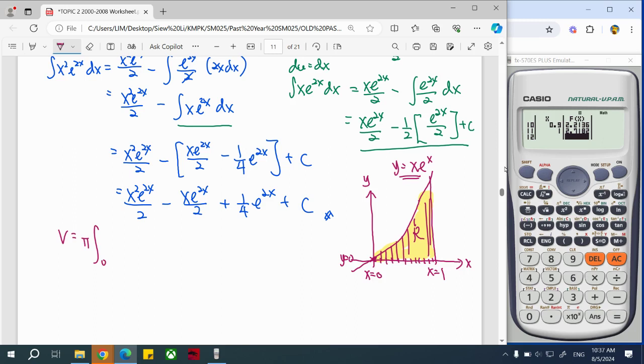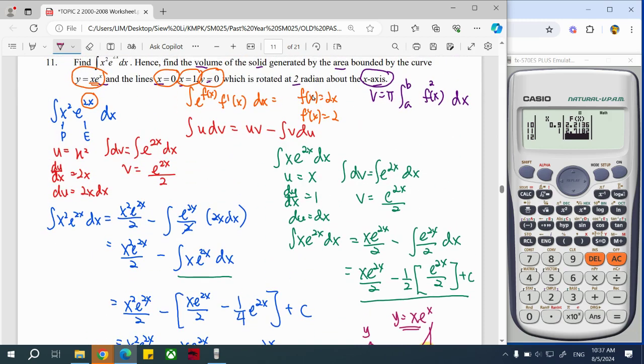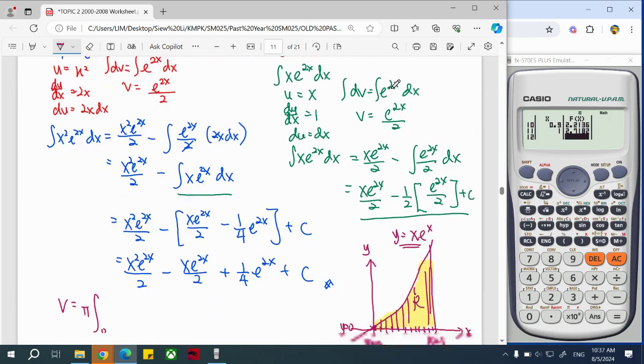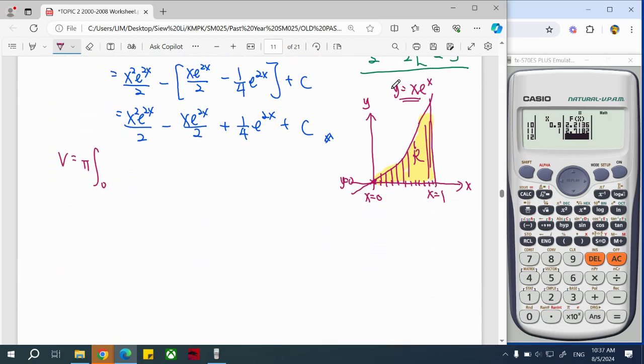No matter how much the angle or degree they want to rotate, it will start with the formula pi. Although here they say they rotate 2 pi, 2 radians, how much they rotate, the formula will still maintain as pi only. Alright, don't change it to 2 pi. Don't change it to 2 radians. Then our lower limit 0 until upper limit 1, the function x e to the x. When we're finding volume, we need to square it, then dx.